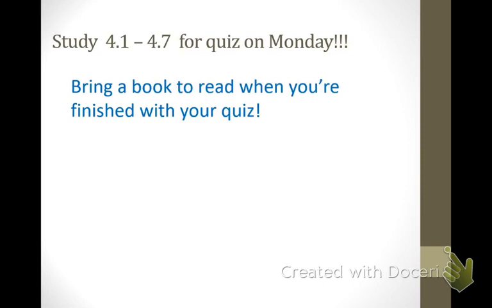Your homework for over the weekend is to review these notes right here in any sections 4.1 to 4.7 that you don't understand, okay? And just remember, bring a book with you to read when you're finished with your quiz on Monday.